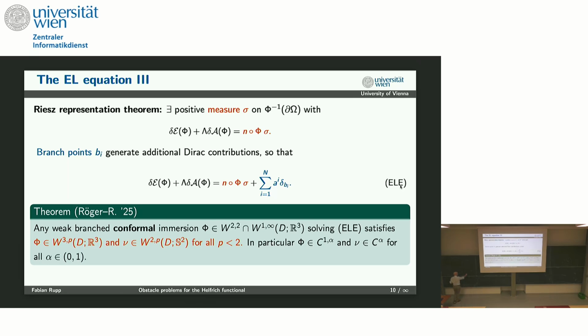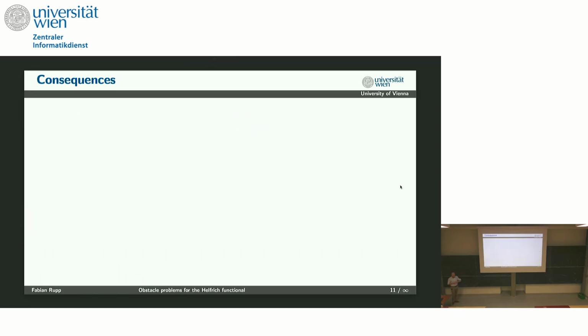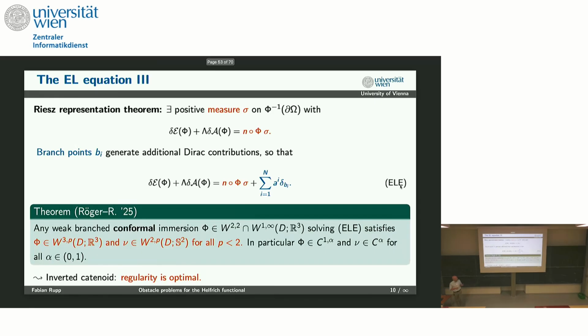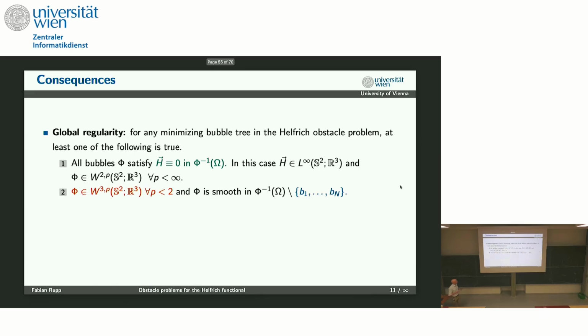So a posteriori, it's justified that we used here n composed with phi instead of nu composed with phi in the testing. And as I said, this is optimal. You can check that the so-called inverted catenoid, which is well known in the Willmore immersion world, is not in W3p with p equals 2, but satisfies the equation with a delta distribution on the right-hand side. Okay, of course, this result applies to the minimizers we constructed by the bubble tree compactness result, but it also applies to many other works.